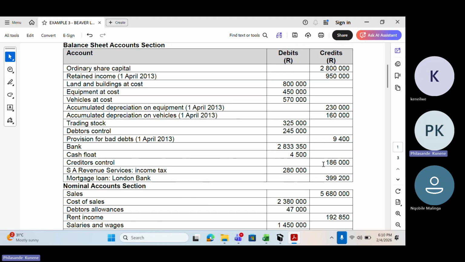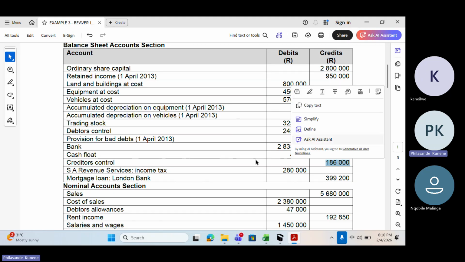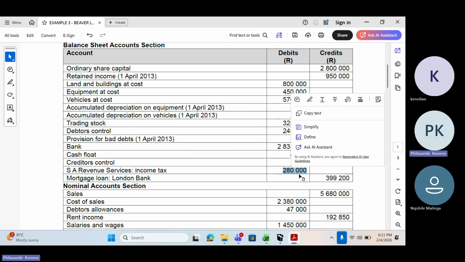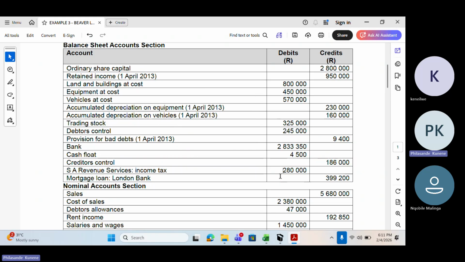Creditors control. This one is for balance sheet. It will be recorded in the balance sheet, so it has to go to note number 9 for trade and other payables. South African Revenue Service income tax. It depends. You can see here we have a debit balance of 280,000. If we have a debit balance of SARS income tax, it means that SARS is owing us. Then we have to record it as an asset. So it is going to be part of trade and other receivables. That is note number 5.